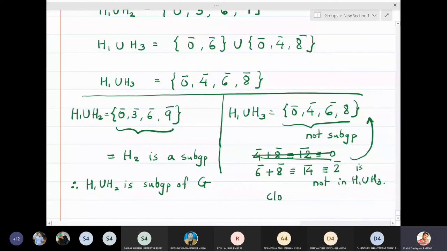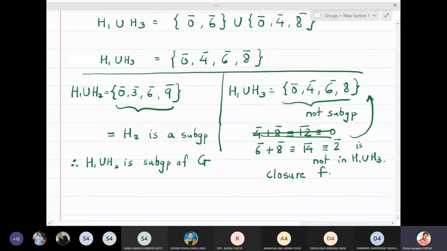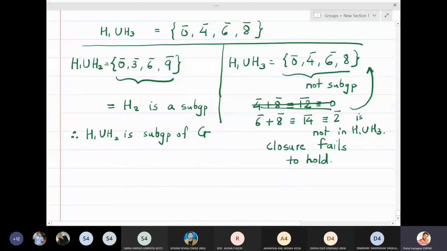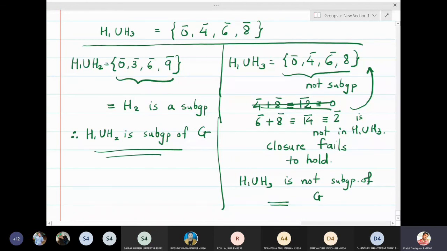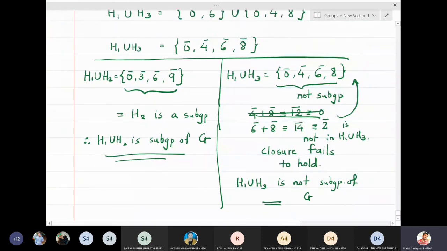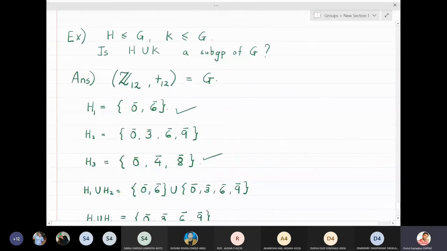So here closure fails to hold. In this case, I have now declared that H1 union H3 is not a subgroup of G. And in the first case, we have shown that it is a subgroup of G. So for some examples, it is coming to be a subgroup of G, and for some examples, it is not. Therefore, my overall conclusion is that if I take two subgroups, then is the union a subgroup? Sometimes it is yes, sometimes it is no. So the final conclusion is that H union K need not always be a subgroup of G.